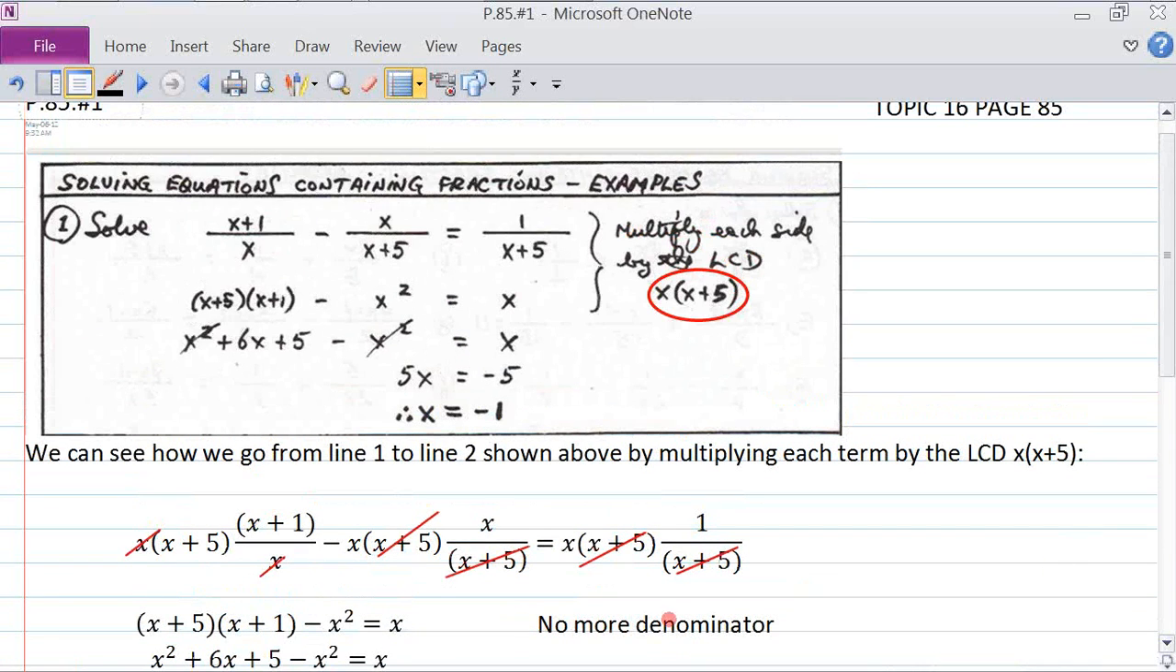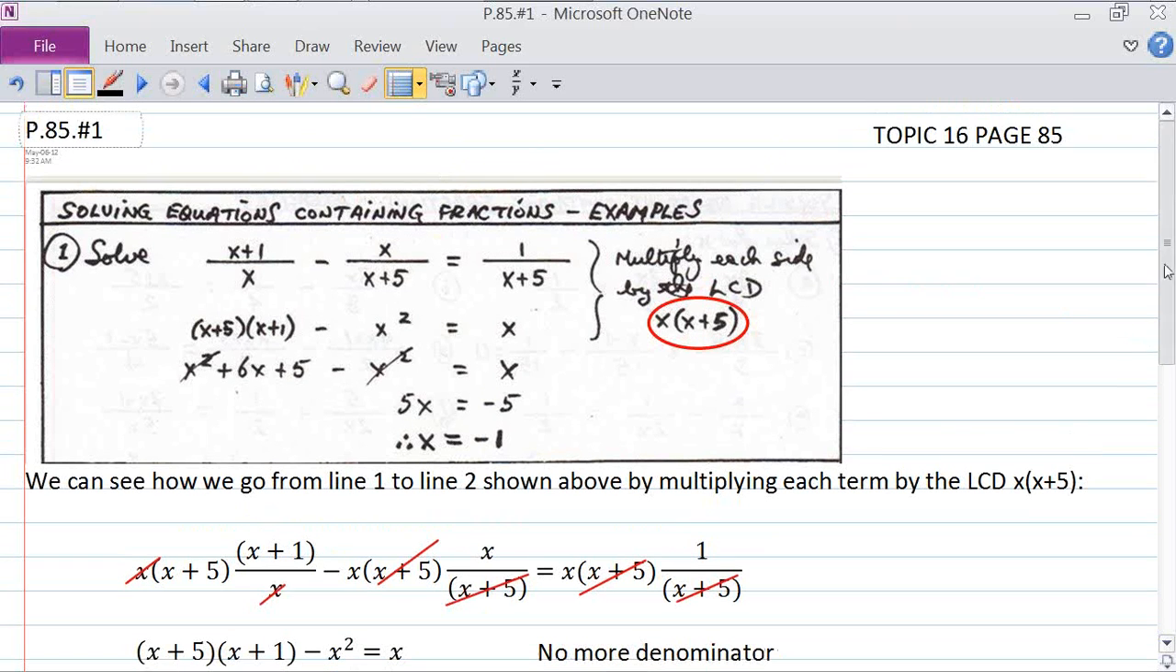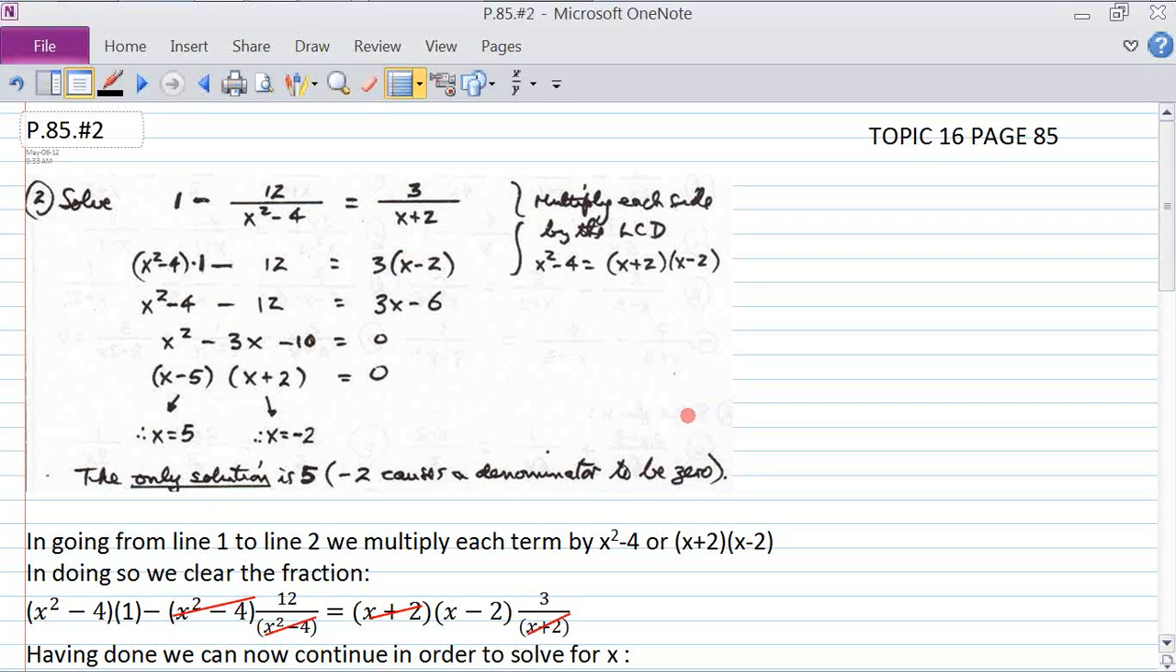Now just to go back and recapitulate what I said here, when you multiply through by the LCD, you have no more denominator here. So that's very crucial in understanding the procedure and the methodology that we use. Okay, let's go to number 2.